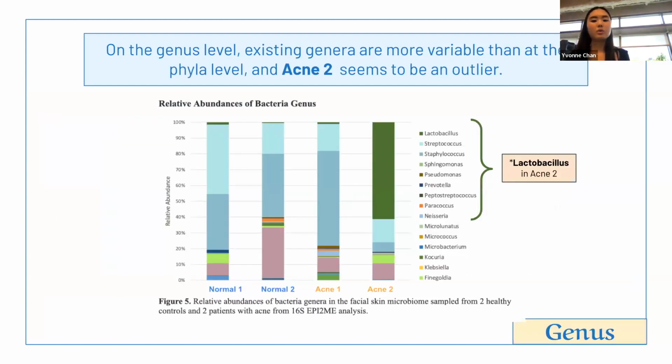So on the genus level, you can see straight from the stacked bar graph that acne 2 seems to be an outlier, and we do see that the data varies a lot more on the genus level. And we can see that acne 2 seems to be an outlier because of the Lactobacillus, which is in green.